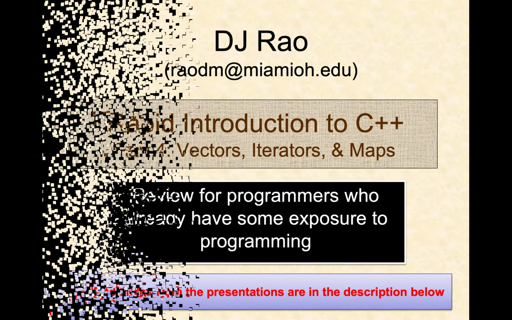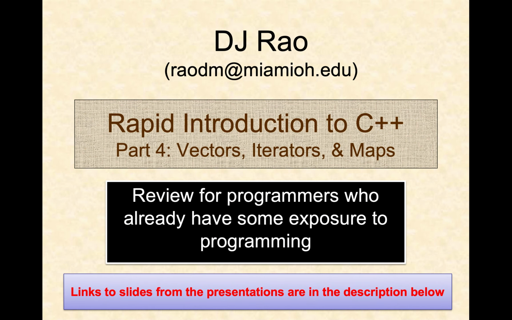Hello, I'm DJ Rao. This is the fourth part of the five-part series designed to provide a rapid introduction to concepts in C++ so that programmers can quickly ramp up on developing programs in C++. Ensure you view the other four parts of this tutorial that cover the key concepts required for developing comprehensive programs in C++. This part focuses on containers, specifically vectors and unordered maps that are often used in programs.